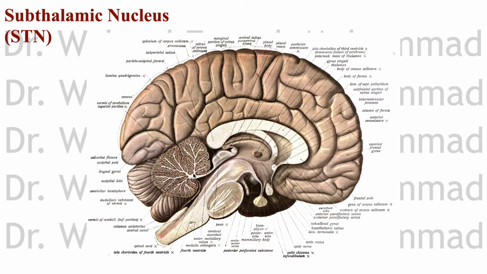The subthalamic nucleus, from its name, it's beneath the thalamus, so it's in this area, occupying the upper part of the midbrain, right next to the substantia nigra of the midbrain and above the red nucleus of the midbrain. This is the subthalamic nucleus.